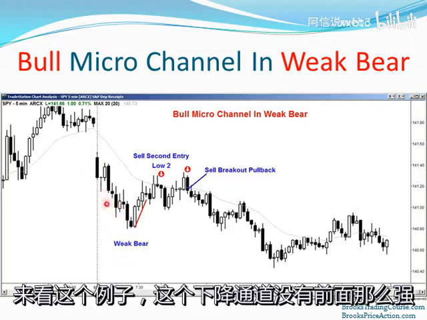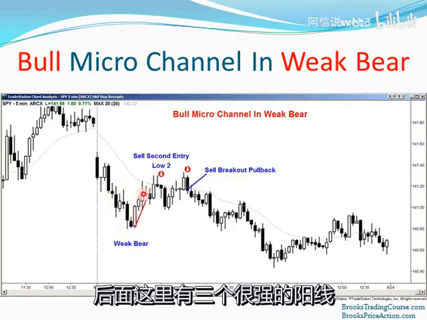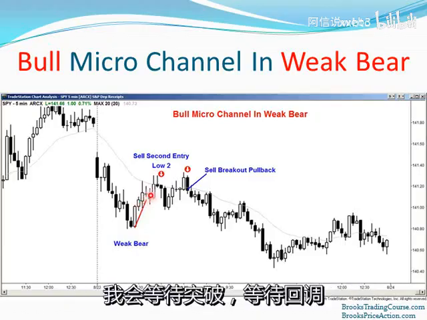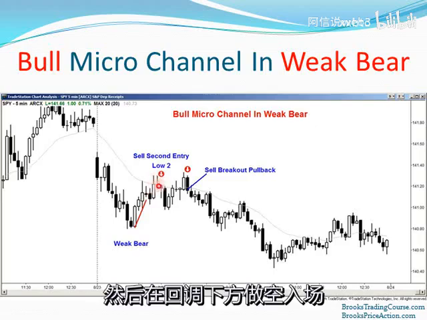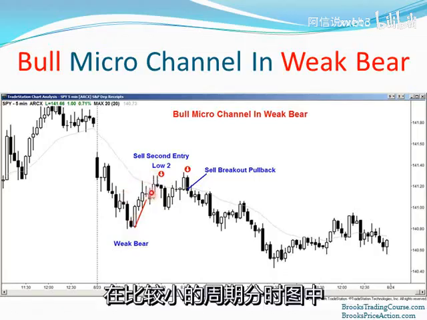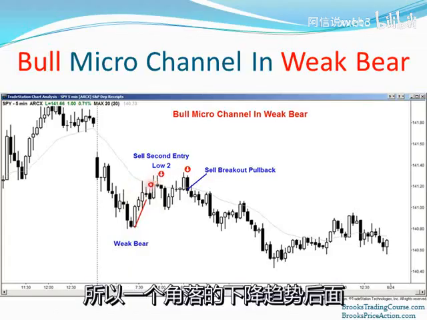So, for example, this bear trend is not nearly as strong as the prior one, so I would call it a weaker bear trend. And here you have 3 pretty strong bull bars. I would not take the short below this micro channel. I instead would wait for the breakout, wait for the pullback, and then short below the pullback. Yes, the pullback went to a higher high, but that's common. On a smaller time frame chart, this would be a higher high major trend reversal.